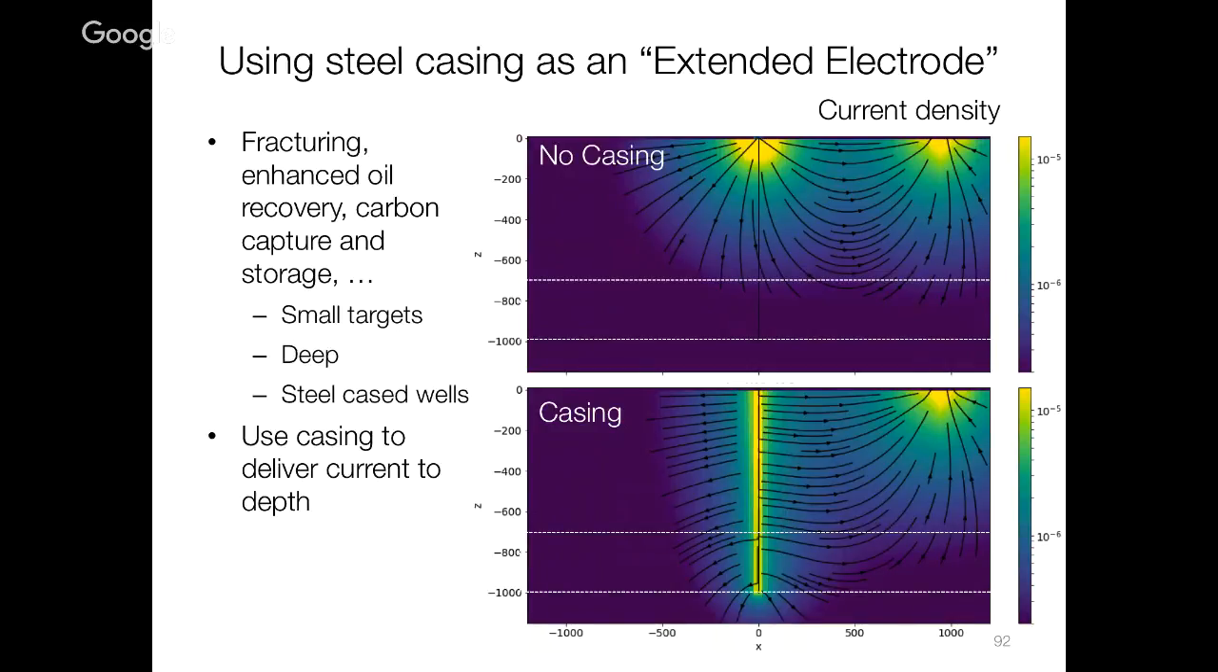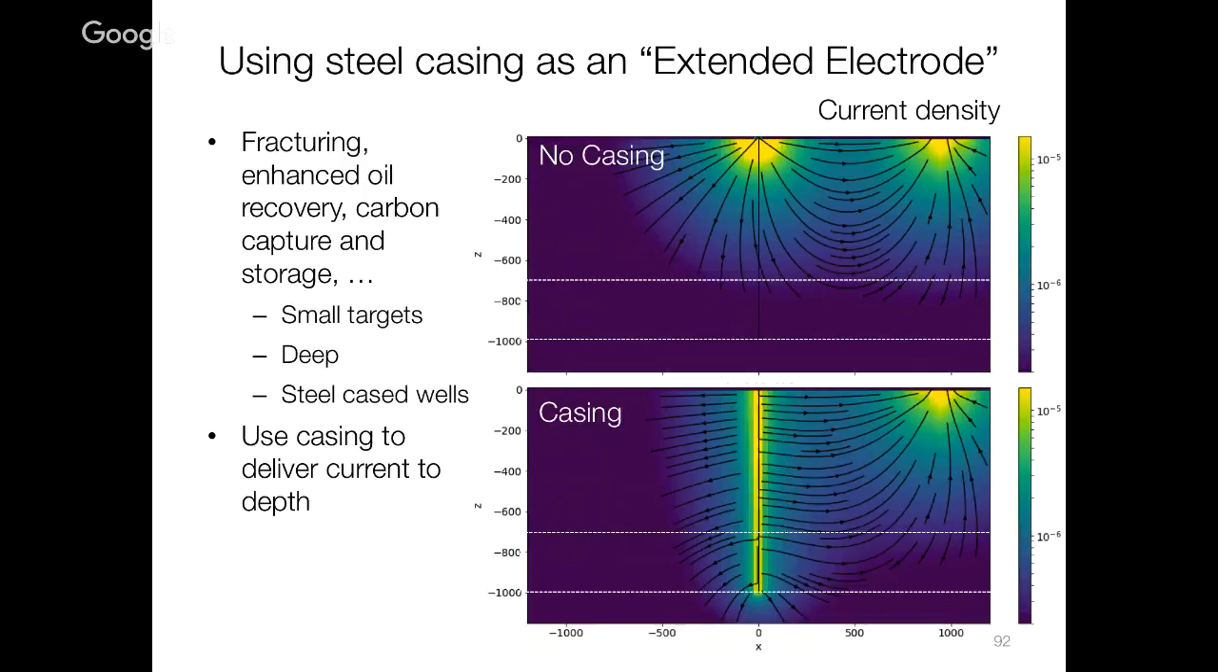So as I said, there's a lot of enthusiasm in the oil industry at this point for using these steel cased wells. There's a couple of reasons, and you can see them here. If you're trying to do enhanced oil recovery or carbon capture and storage, you've got small targets and they're deep. If you don't have any casings, then here's how the currents go, right? That's what we're looking at this morning.